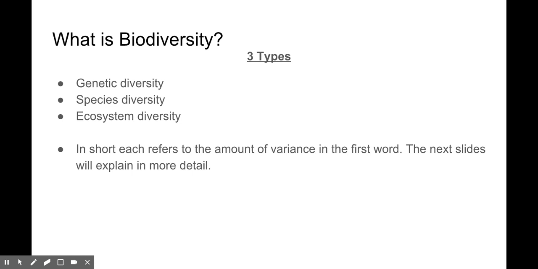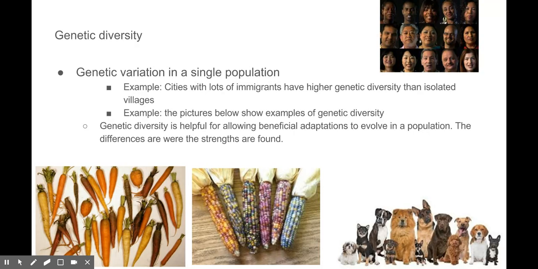Species diversity is the diversity or the variation of species in a given location. And ecosystem diversity is the amount of different ecosystems in the globe. More in-depth information about genetic diversity and our genetic variation in a population, like I mentioned earlier.